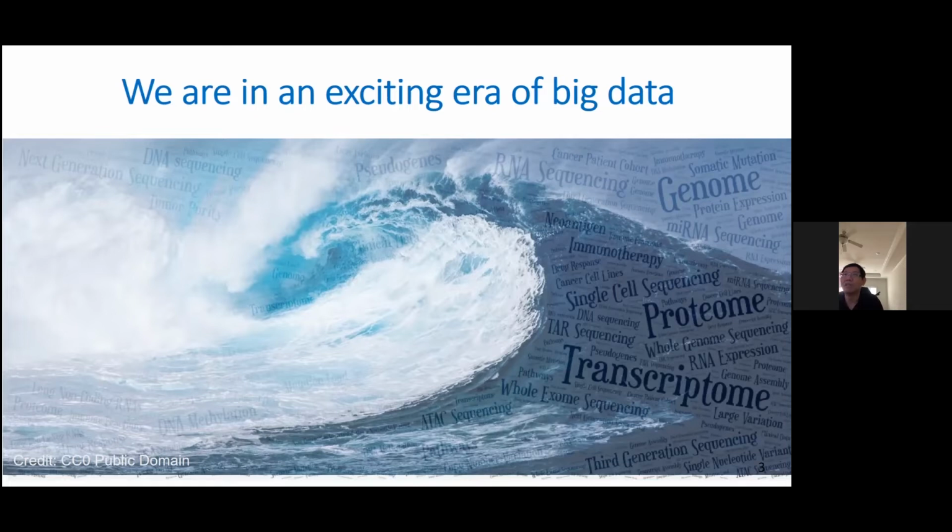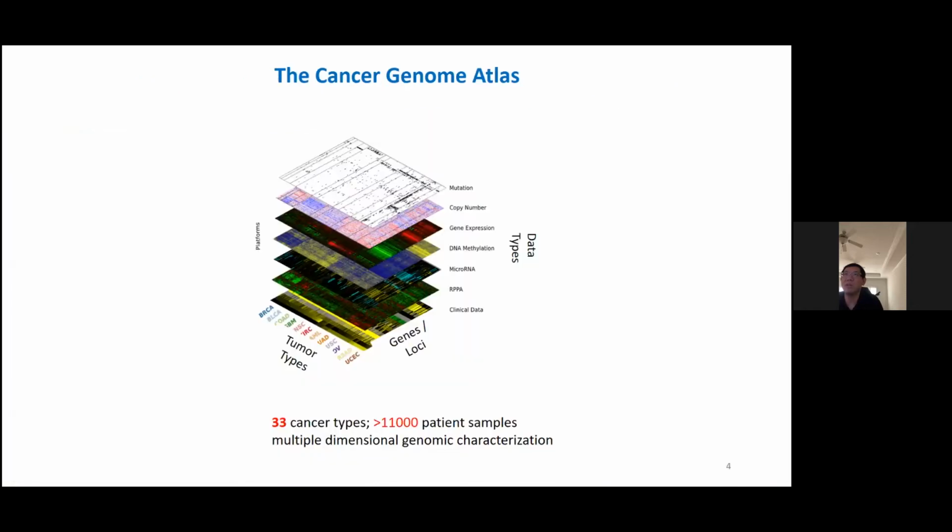In the last 10 years, my group has focused on a big consortium data called TCGA, the Cancer Genome Atlas. As you probably all know, this provides comprehensive molecular profiling for more than 11,000 patients from 33 cancer types. For each cohort, usually more than 500 patients, you generate a multi-dimensional data set: mutation, copy number, gene expression, DNA methylation, even microRNA expression, and also protein expression and clinical data.